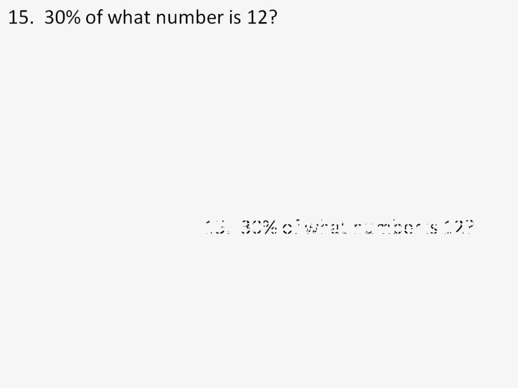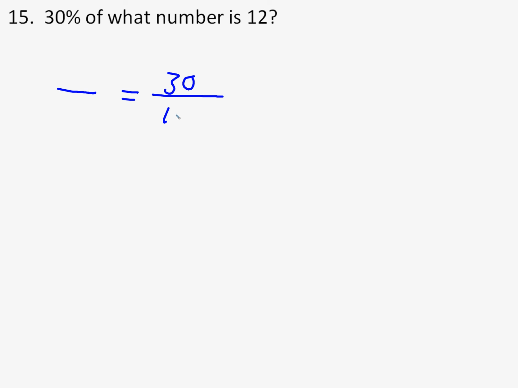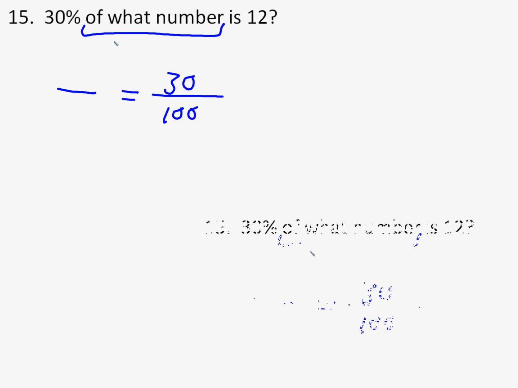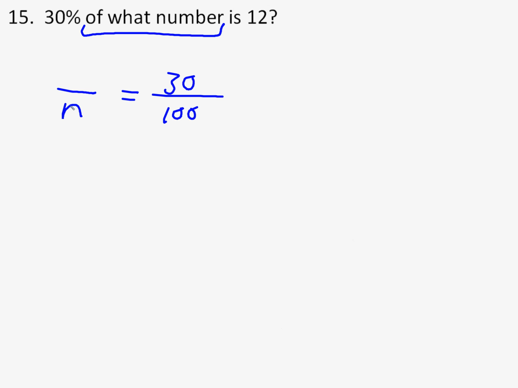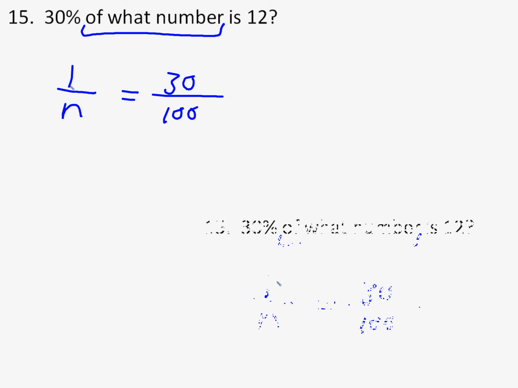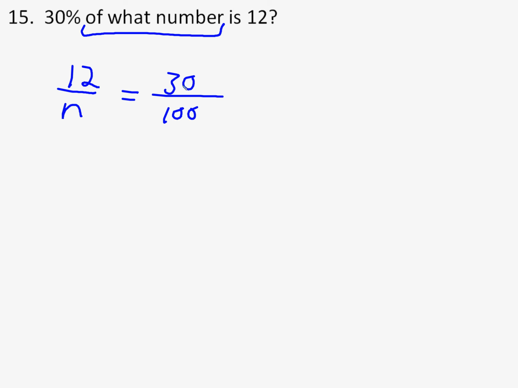Next one, 30% of what number is 12? Well, let's go ahead and use the percent proportion. So we're going to have a proportion here, and we want part over whole equals percent over 100. Well, we see our percent is 30, so 30 over 100. Over here is 12. Well, we have a couple things here. We have "of what number," so that means we see that "of," we're looking for the whole, so we'll put n here. So part over whole, 12 over n equals 30 over 100.